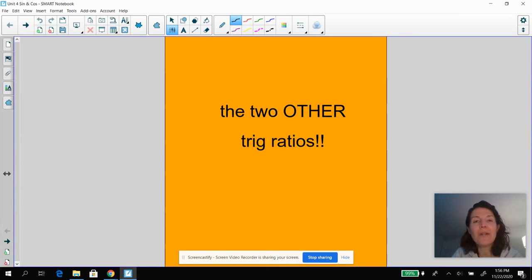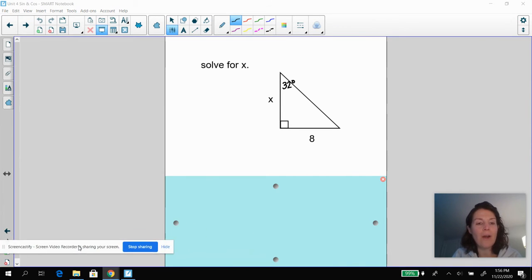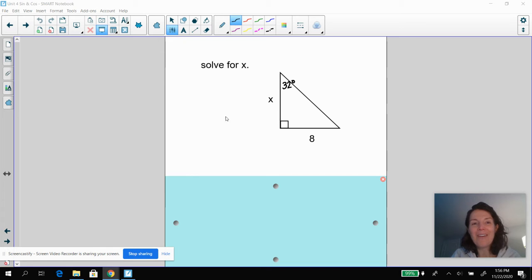Woohoo! Still working with trigonometric ratios, which is really exciting. And there are three, right? We learned about tangent the other day, and now we're going to learn about two other ones. So I want you to do a little warm up here. I want you to pause the video and solve for x. Go! All right, we're back.